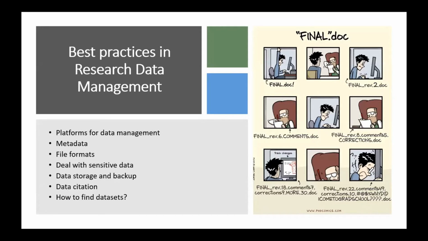Okay, so that's the background, and now let's move on to a little bit more concrete level and take a look at these best practices and tips and tricks. So first, I will introduce a few platforms for research data management. Then we'll also briefly look into metadata, file formats, how to deal with sensitive data, storage and backup, citing, and also how to find existing data sets. And let's start with the platforms.